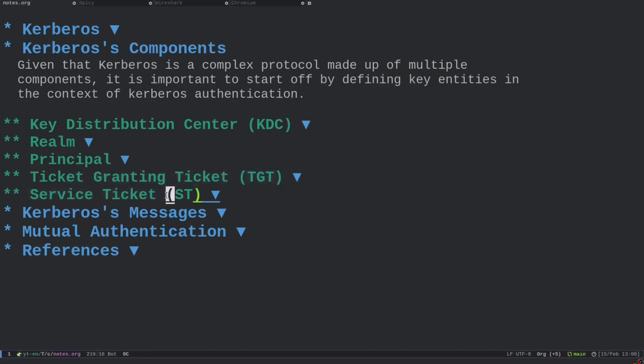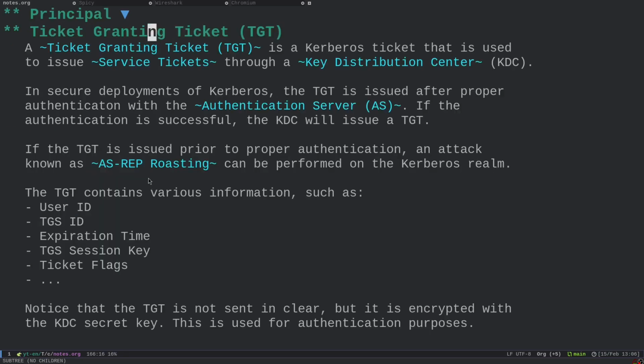So that's the idea. Now, to finish off the components, we need to talk about the two types of tickets in the context of Kerberos, which are the ticket granting ticket and the service ticket. So, a ticket granting ticket, TGT, is a Kerberos ticket that is used to issue service tickets through a key distribution center. In secure deployments of Kerberos, this ticket, the TGT, is issued only after proper authentication with the authentication server, AS. If authentication is successful, the KDC will issue a TGT.